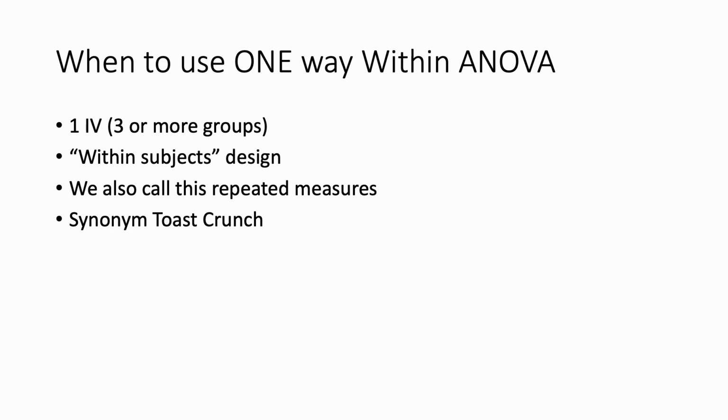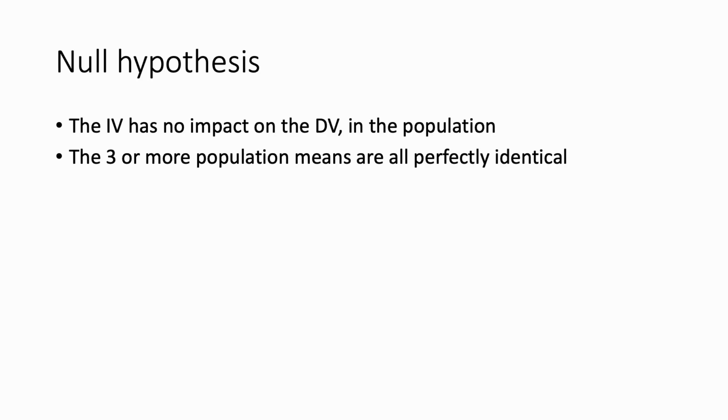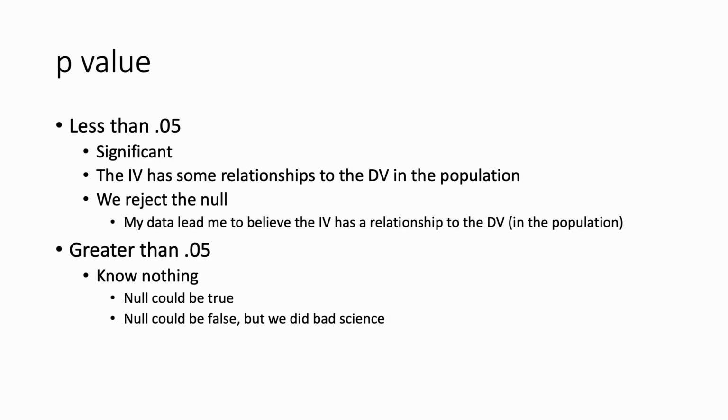We got it. Null hypothesis: the IV has no impact on the DV in the population. The three or more population means are all perfectly identical. P-value less than 0.05, significance. We conclude that the IV has an impact on the DV in the population. Some people reject the null.